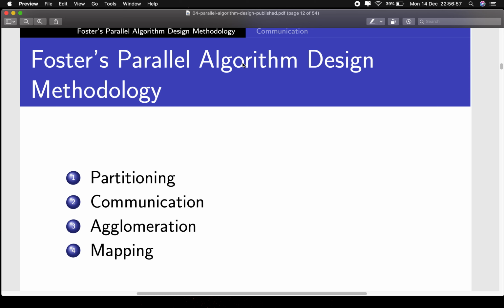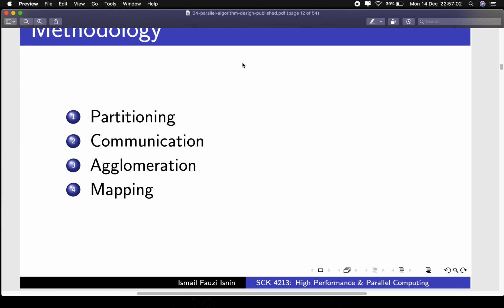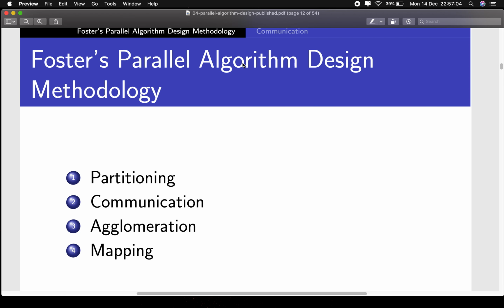Foster parallel algorithm design methodology. As you check on your outline, there are four, which I already went through: partitioning, communication, agglomeration, and lastly mapping. So you need to know each of these.